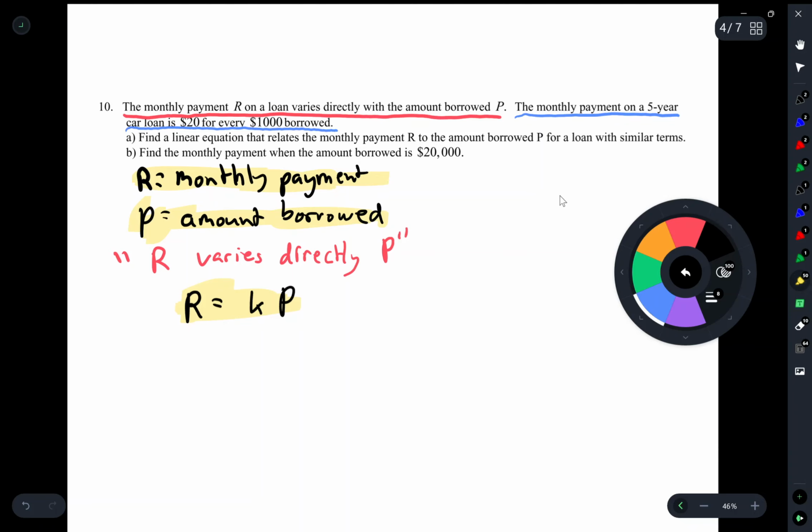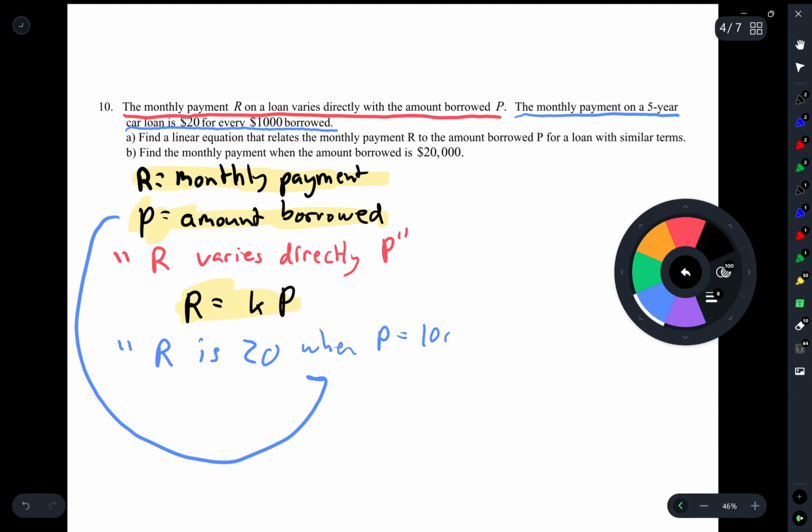Let's look at that second sentence. The monthly payment on a 5-year car loan is $20 for every $1,000 borrowed. Again, we have English, and we're trying to convert it as much as we can into math. The monthly payment on a 5-year car loan is $20. The monthly payment is R, so this is just saying R is 20 for every $1,000 borrowed. And again, the amount borrowed is P. So R is 20 when P equals 1,000.